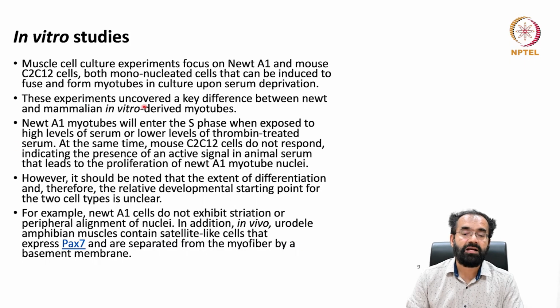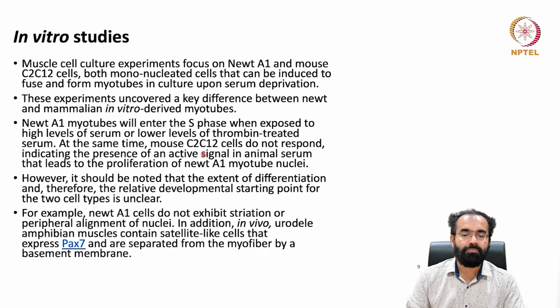These experiments uncovered a key difference between the newt and mammalian in vitro derived myotubes. Both are myotubes, both are cells. Although the names are different, biologically they are both muscle precursors. What is the difference? Newt A1 myotubes will enter the S phase when exposed to high levels of serum. S phase means DNA replication. They also respond to lower levels of thrombin-treated serum. A1 is from the newt, or from the frog or the salamander.